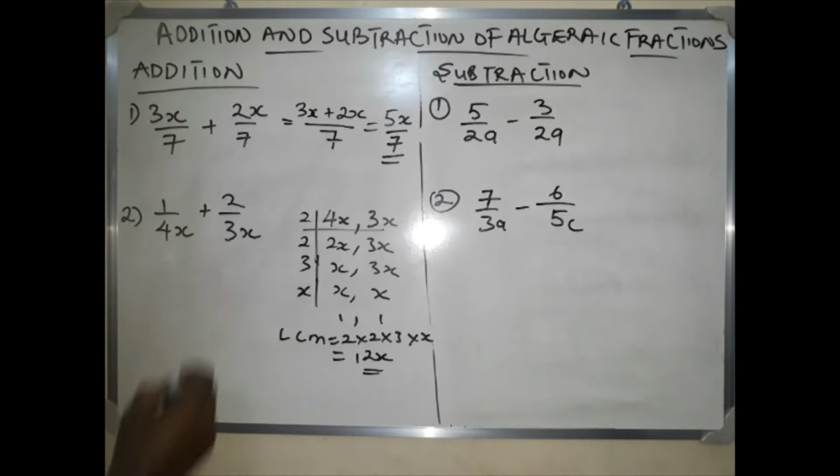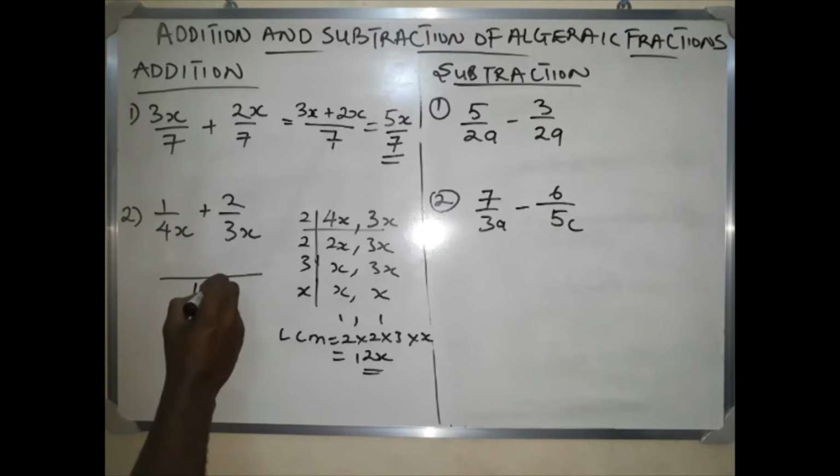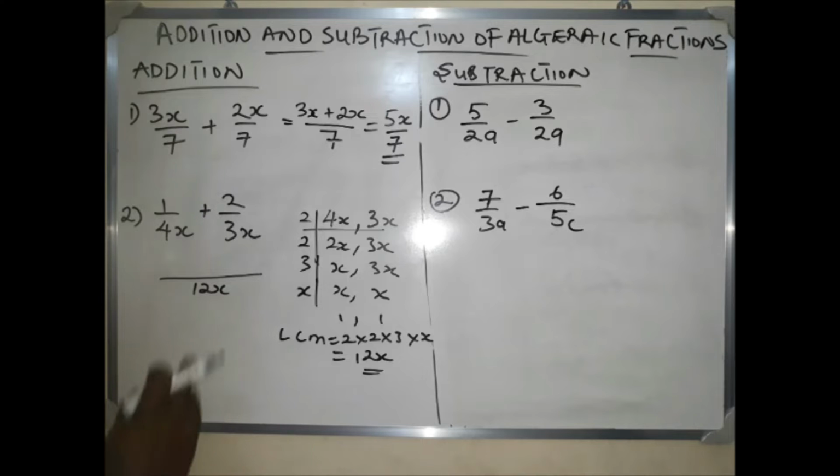So now what do we do? You roll your line over the fraction and you put the LCM underneath the line. So the next step, what do you do after this? It's like we do when we're adding fractions.